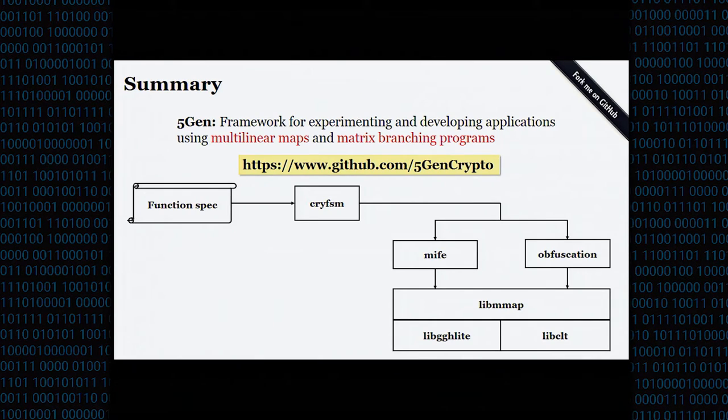So just to summarize, in this work, we built a framework for experimenting with and developing applications that use matrix branching programs and multilinear maps. The code is open source. We're still developing it and maintaining it, so please go ahead and use it, and feel free to submit bug reports or anything else.